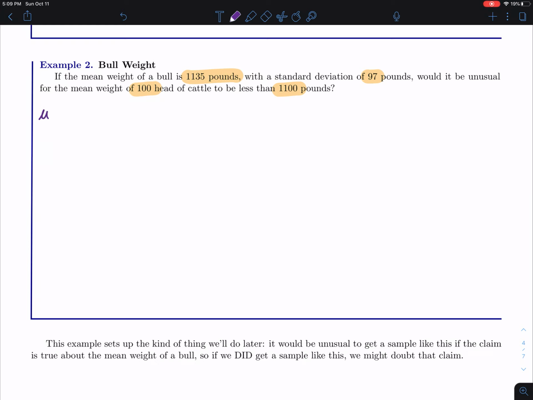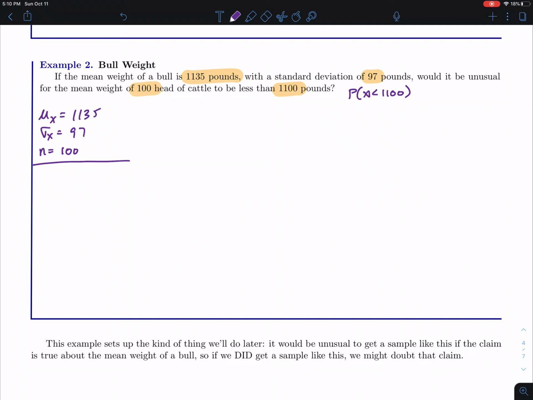So in this case, again, we've got our mu of x is 1135. Our standard deviation of x is 97. Our n is 100. And again, what we're looking for is less than 1,100. So I'll just go ahead and write that down so I know what I'm looking for.